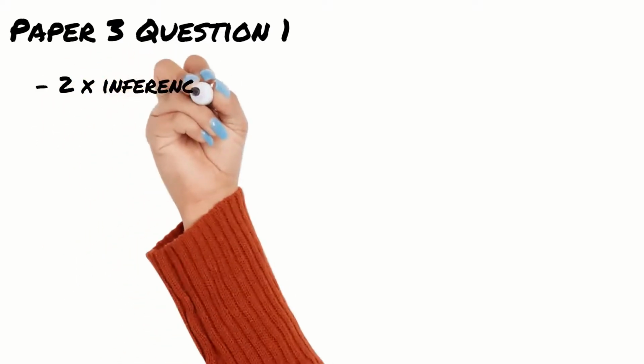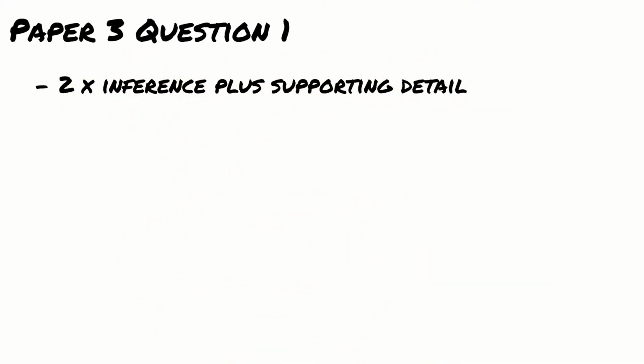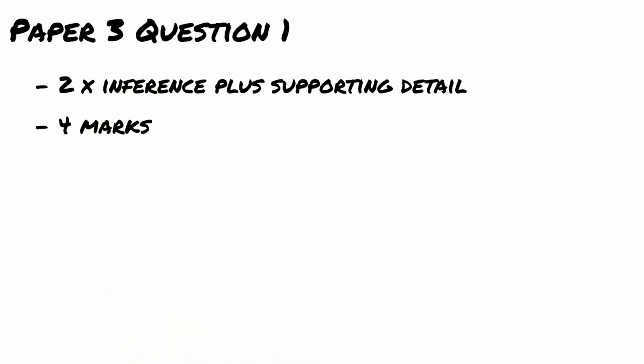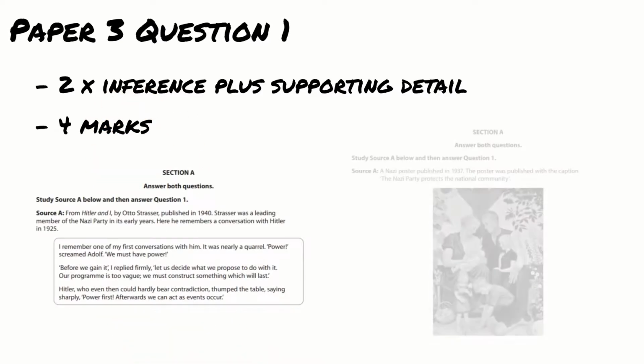Hi there guys, today we're going to be looking at question 1 on paper 3. This only carries 4 marks, but it can be difficult to understand what the question is actually asking you to do. I'm going to be looking at 2 examples of this question, a text source and a picture source. So let's start by looking at the question itself.